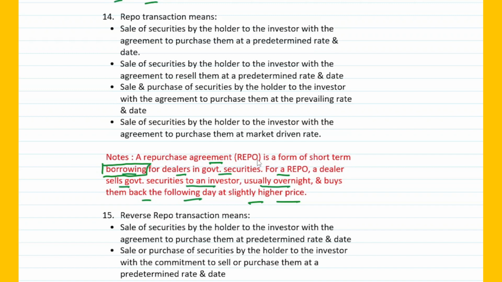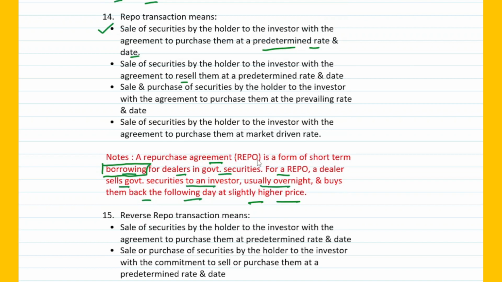Okay. Now look at the options. The first option says sale of securities by the holder to the investor with the agreement to purchase them at a predetermined rate and date. Please remember, whenever you talk about repo transaction, it is always at a predetermined rate and date. That means the rate has already been decided. Hence the correct answer in this case should be 1. The second option says sale of securities by the holder to the investor with the agreement to resell them at predetermined rate and date. No, they don't have to resell, they purchase it.